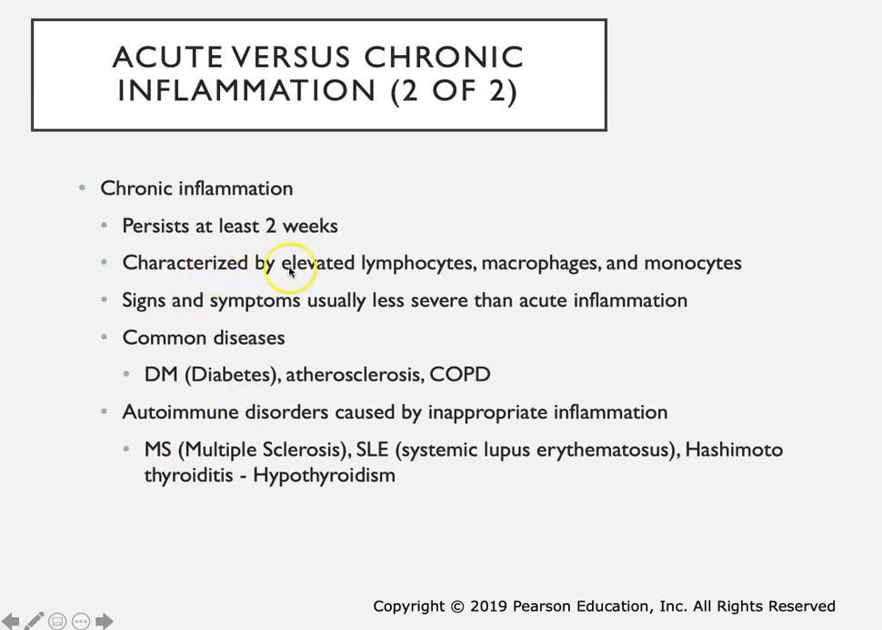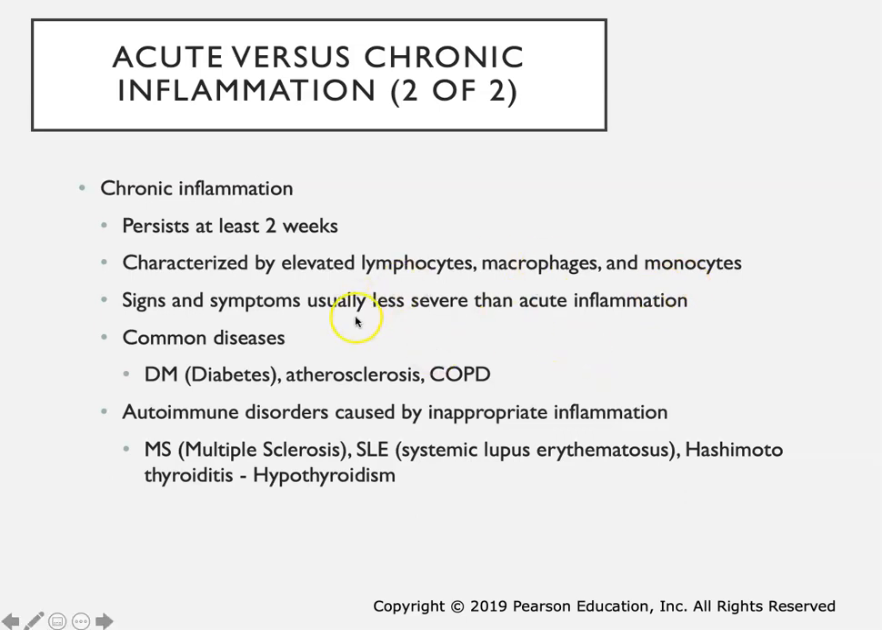Chronic inflammation is characterized by elevated lymphocytes, macrophages and monocytes, if we do a blood count. Signs and symptoms are usually less severe than acute inflammation. Think of it like you broke your ankle: that acute inflammatory response is going to cause lots and lots of swelling and lots of pain. If we're talking about more chronic inflammation, we mean these less severe signs and symptoms.